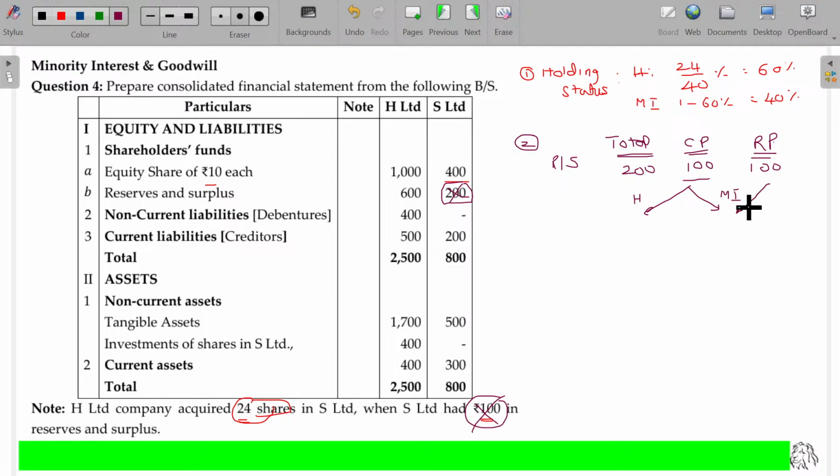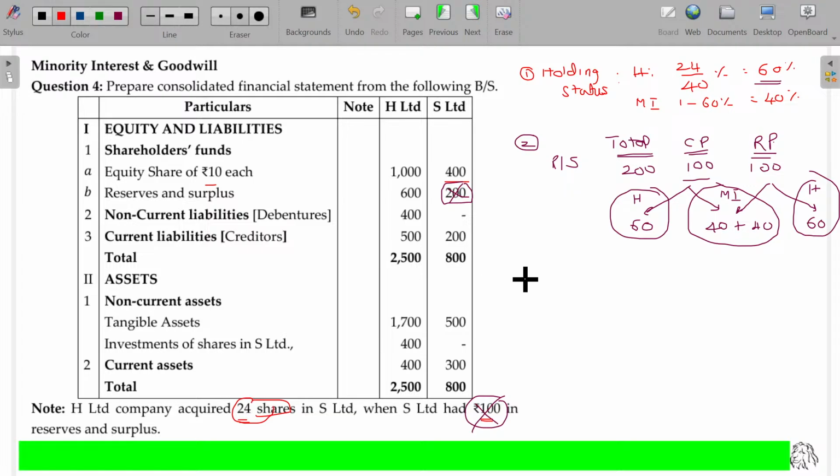Similarly, this 100 also gets shared between minority interest and the holding company. The holding company's share being 60% out of 100, 60 rupees is for the holding company and 40 for minority interest. Similarly, in revenue profit, 40 for minority interest, 60% for the holding company. Okay, step number 1, step number 2, step number 3. You have to incorporate all these things.